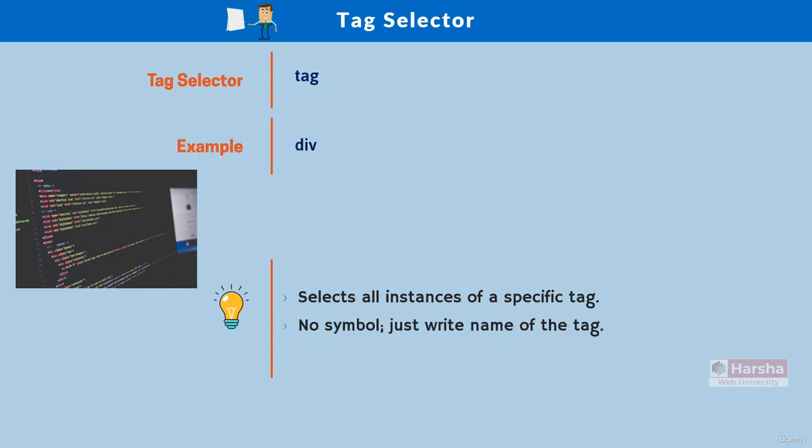For the tag selector, there is no particular symbol. You can just write the name of the tag that acts as a tag selector by default. And after selecting the elements, you can apply any styles, including border, background color, text color, margin, etc.